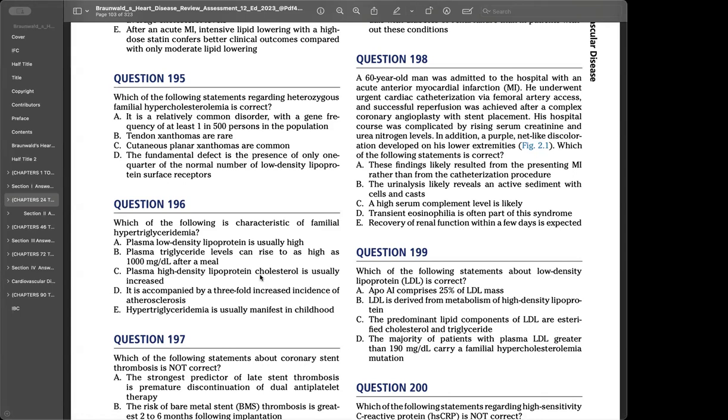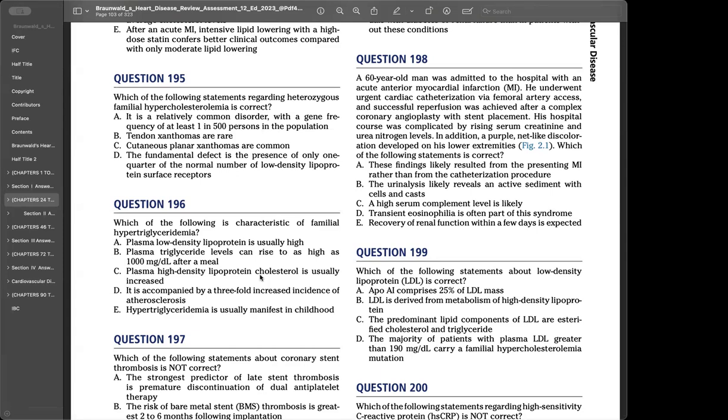Option C, cutaneous planar xanthomas are common. This is a false statement. It is not common in the heterozygous form. Rather, it is seen in the homozygous form. It occurs in patients with homozygous familial hypercholesterolemia, usually before 6 years of age, and is seen in areas of trauma.